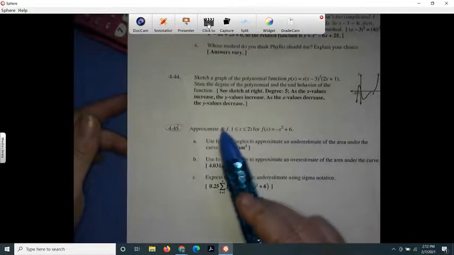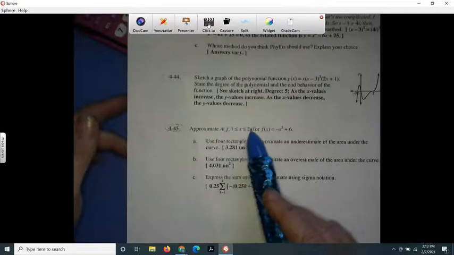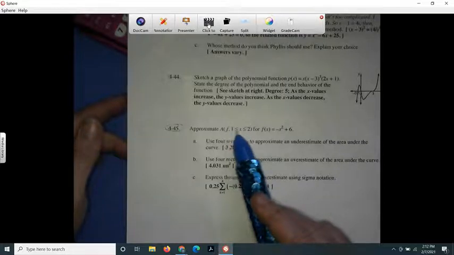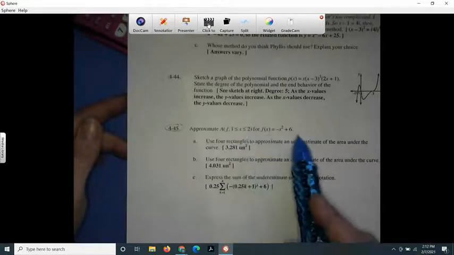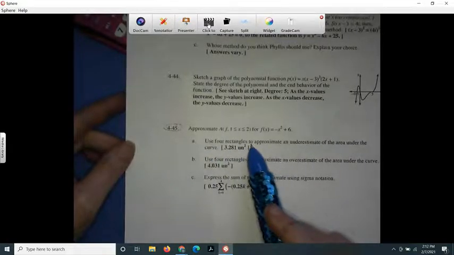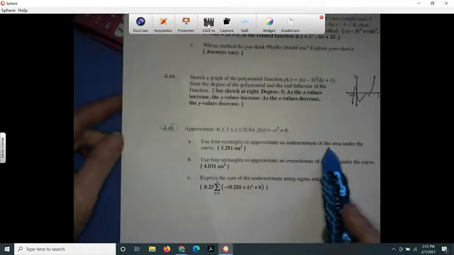So A, that's like the area. The area of this function in the interval where x is in between 1 and 2. Okay, and then it says letter A, use 4 rectangles to approximate an underestimate of the area under the curve.